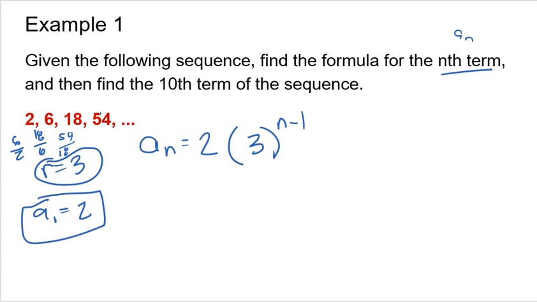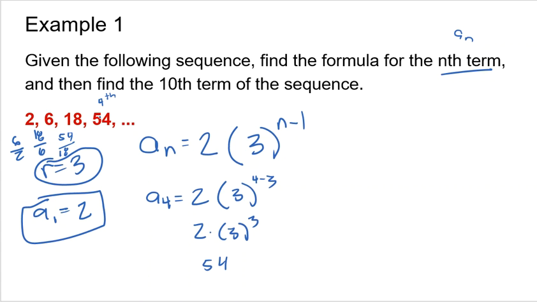Let's just check and make sure that the fourth term is 54. So I'm going to go ahead and plug in 4 to find the fourth term. So that's 2 times 3 raised to 4 minus 1, which is 3. So I get 2 times 3 raised to the third. 3 raised to the third is 27. If you need your calculator for that, feel free. And then 27 times 2 is 54. So this does confirm that the fourth term is 54. So there's my formula to find any term I want.